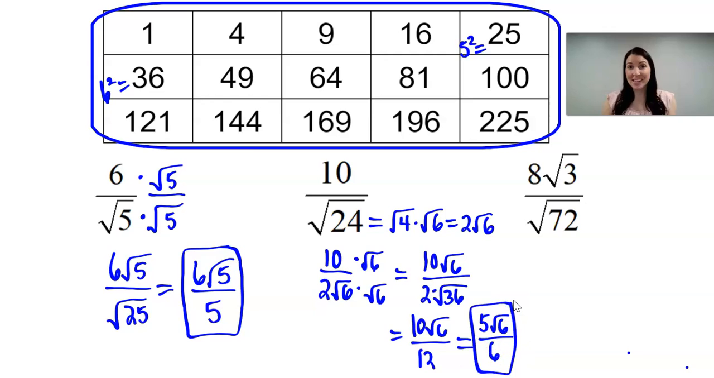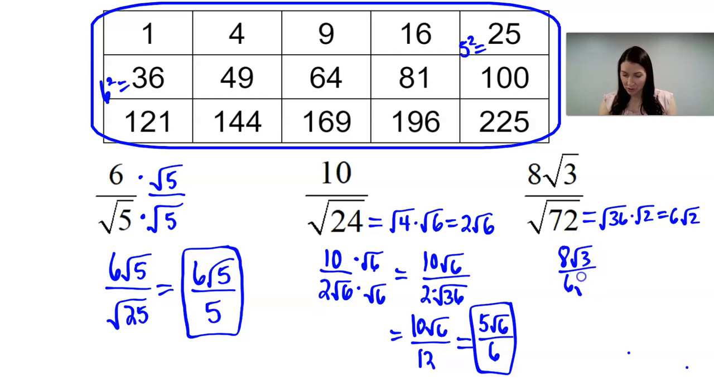Let's look at one more example. So like we talked about on example 2, we first want to simplify any square roots that we can. So we're going to do the same thing with the square root of 72. I look up here and I try to find the largest perfect square that divides evenly into 72, and I think that's 36. So I'm going to rewrite the square root of 72 as the square root of 36 times the square root of 2, or 6 root 2. So my problem is 8 root 3 divided by 6 root 2.